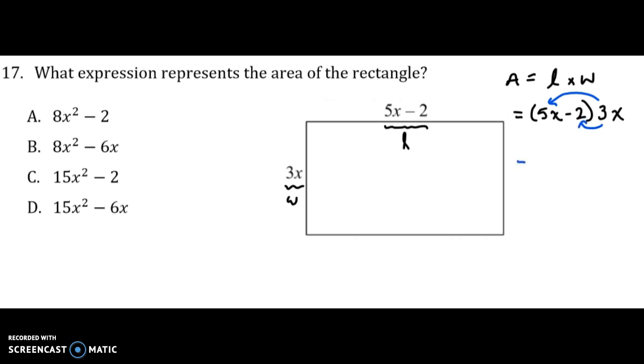So doing that, we have 5x multiplied by 3x, which will give me 15x squared. And I'll have a negative 2 multiplied by a positive 3x, which will give me minus 6x. So taking that now and comparing that to our four possibilities, we can see that our solution to number 17 would be D.